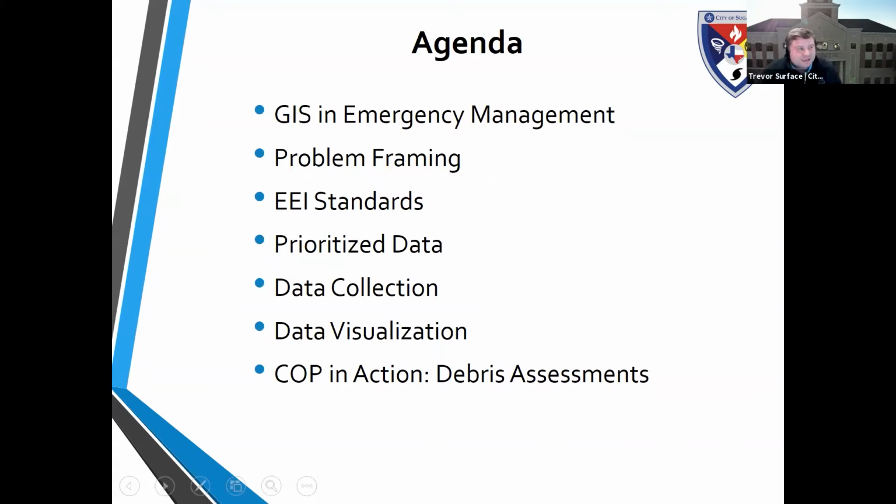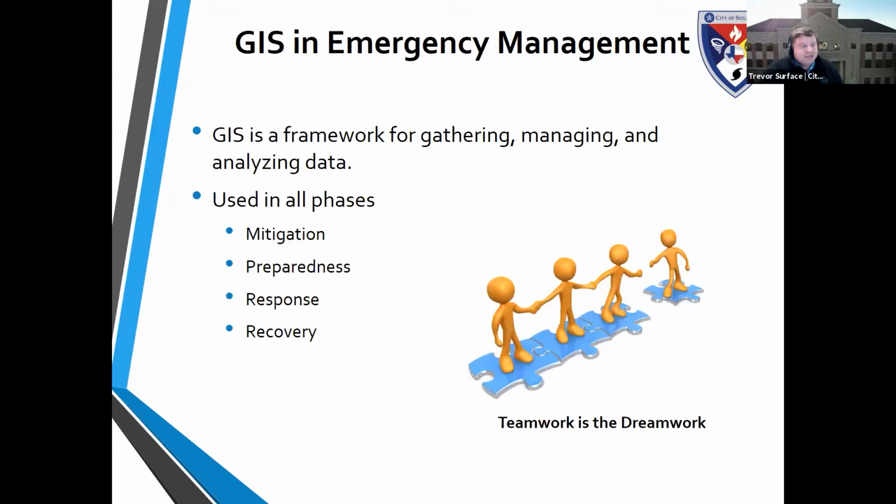We're going to quickly go over GIS and emergency management. We're going to go over problem framing, EEI standards, so essential elements of information, prioritized data collection, data visualization, and then how all of this combined is beneficial for the City of Sugar Land, and to show how it can work with your organization or for the high school kids, how GIS isn't just map making for the National Park Service or something. It actually can be used in these life-saving critical events that we saw with Hurricane Harvey or the winter event. It's GIS and emergency management.